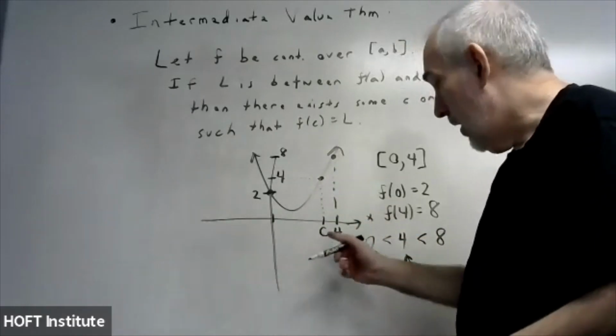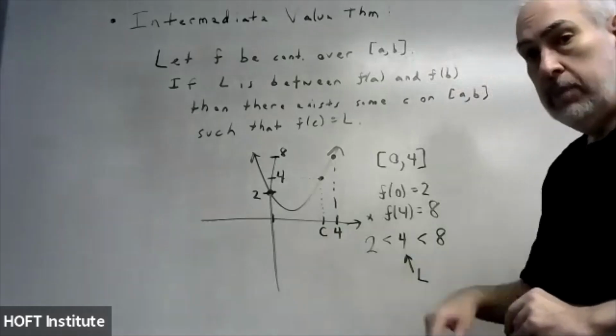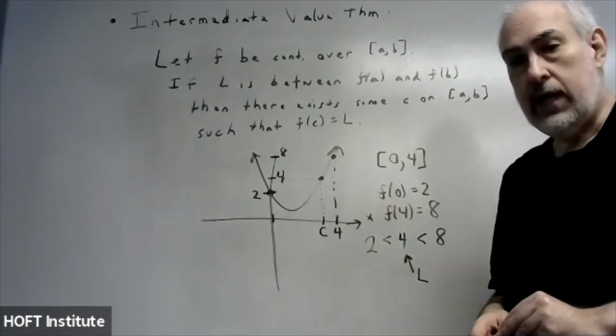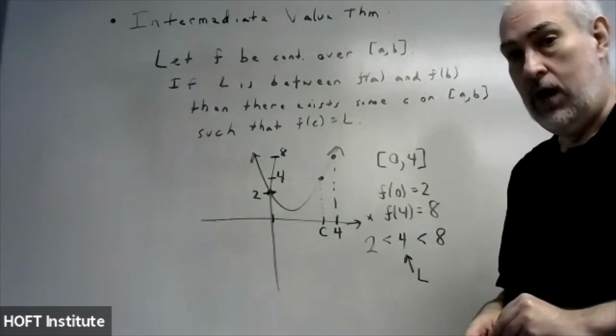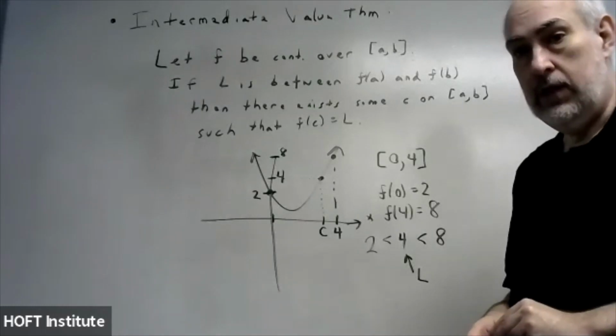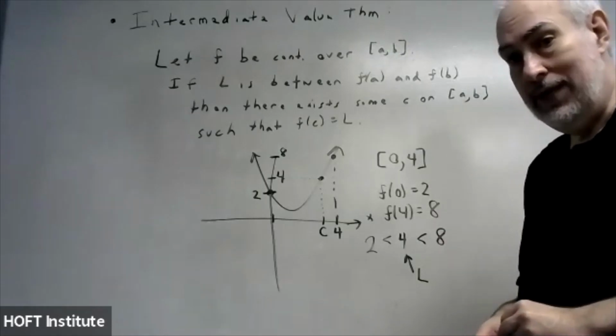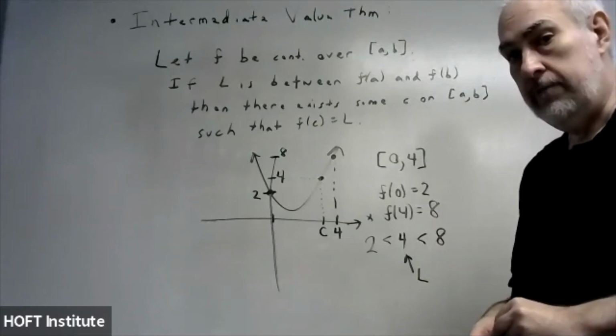I don't know where, I don't know the value of C, but the theorem doesn't tell you exactly where C is. The theorem just guarantees the existence of a value of C. And there could be more than one value of C, but there is at least one value of C.